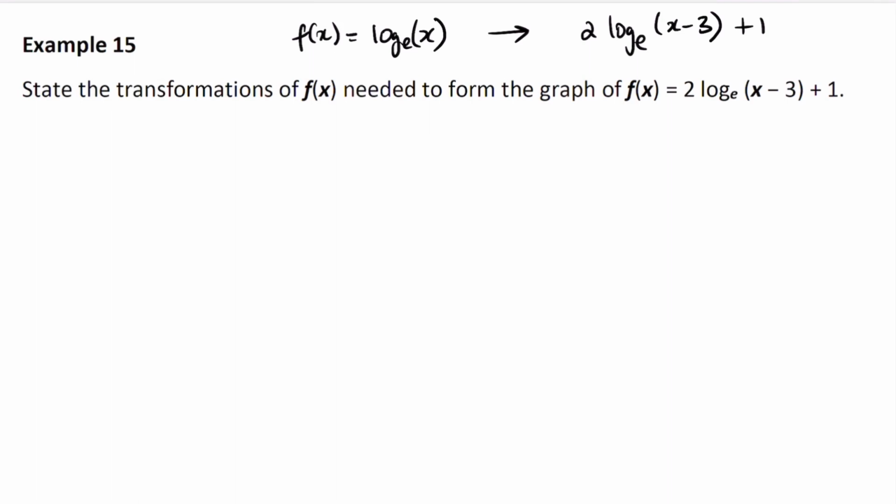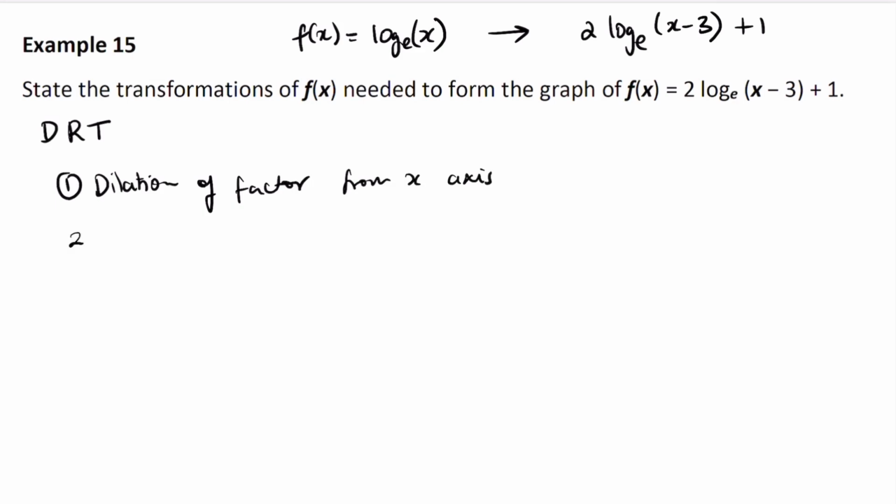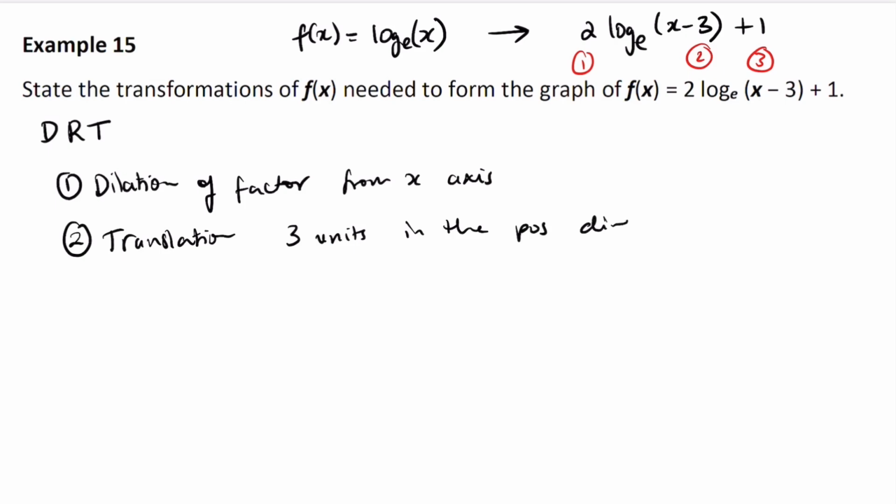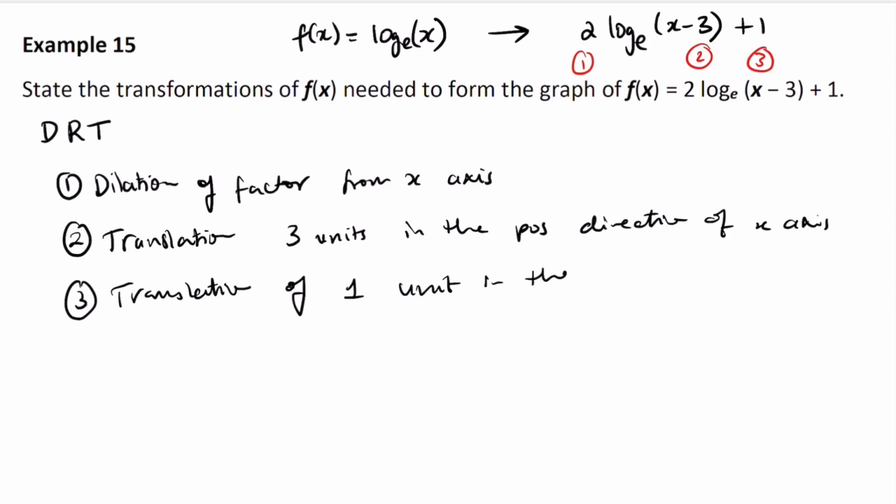Remember, when we're reading transformations straight off of a graph, we want to go in the order dilations, reflections, translations. So first of all, we're going to have a dilation of factor 2. That's the 2 out the front, from the x-axis. And then we're going to go through our translations. So then we're going to have a translation of 3 units in the positive direction of the x-axis. And then we've got a translation of 1 unit in the positive direction of the y-axis.